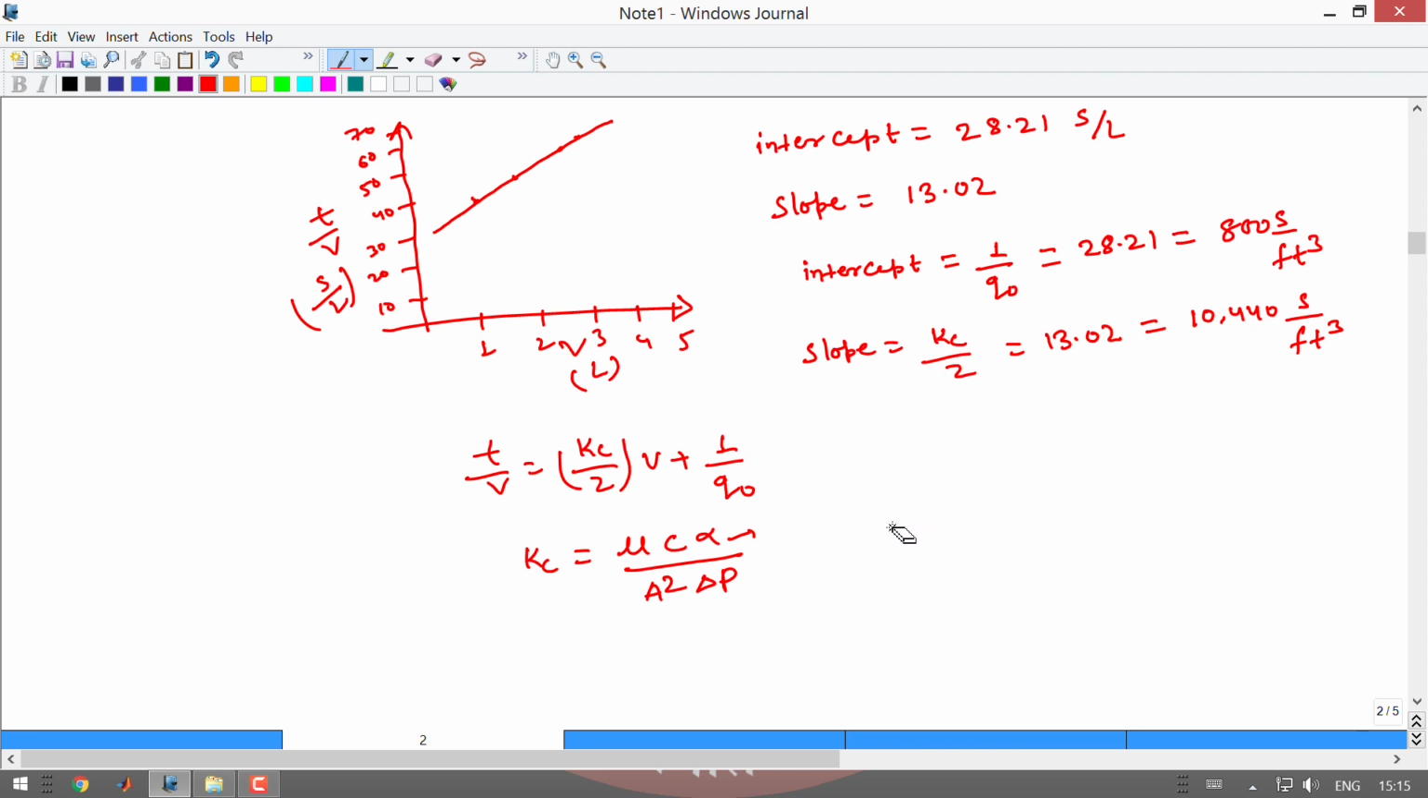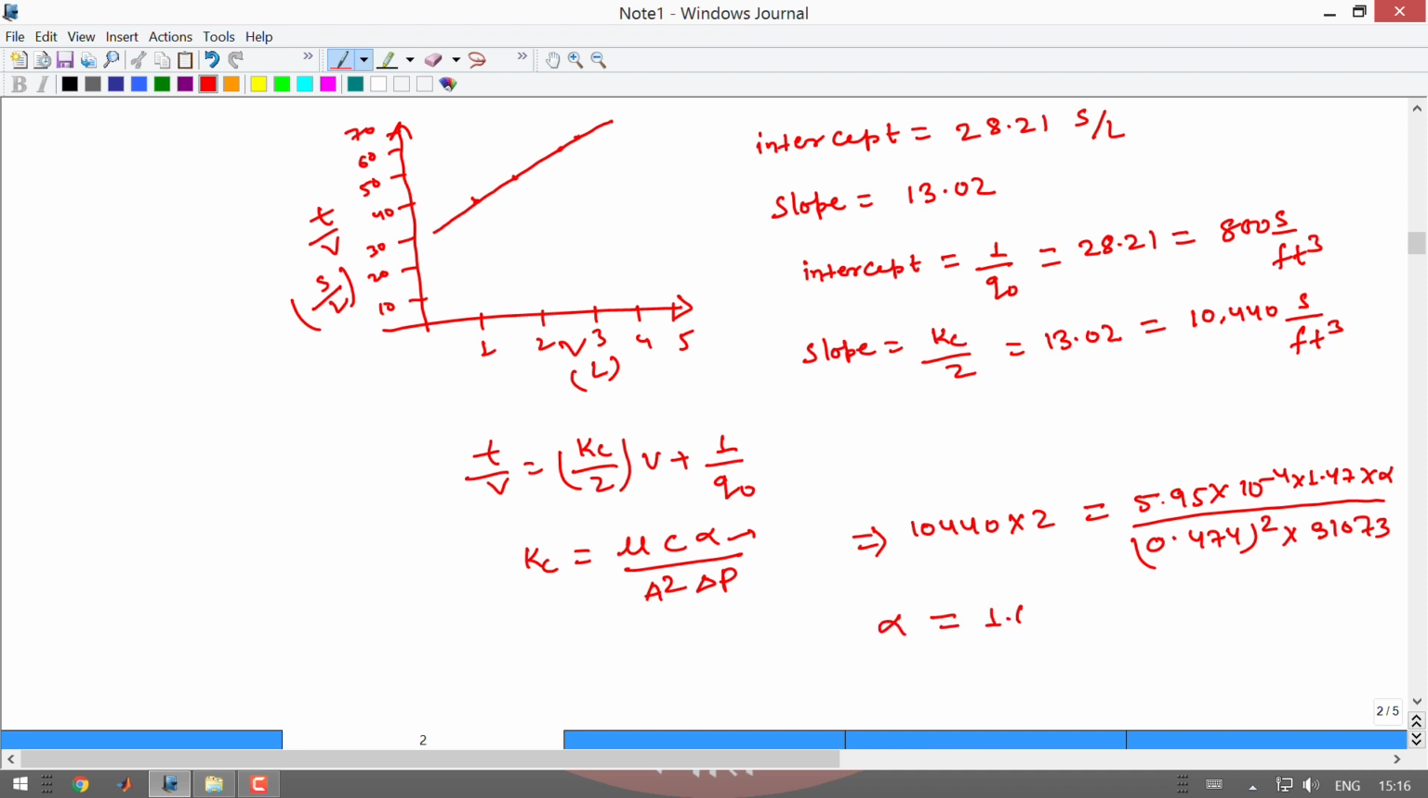Okay, just put the slope Kc by 2 equal to 10440 into 2 equal to 5.95 into 10 power minus 4 into 1.47 into alpha divided by 0.474 area square into pressure drop 31073. So, you will get a specific cake resistance equal to 1.66 into 10 power 11 foot per unit pound.